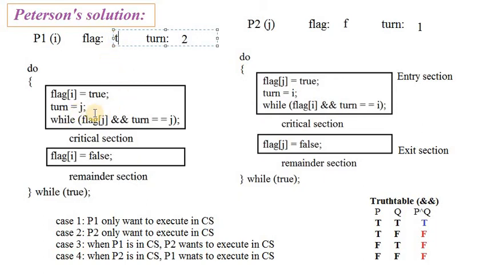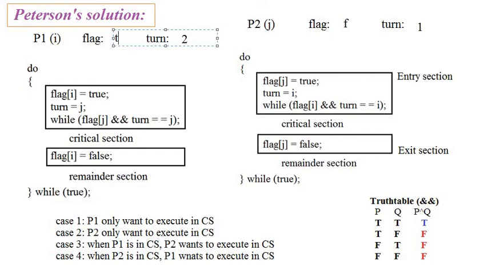Okay, then turn is equal to J, turn is equal to 2. Flag of J is false and turn is equal to J. So flag of J is false. The first condition is failed. Second condition is true. False and true is false only. So whenever the condition is false, it will skip the while loop and it will enter into the critical section.